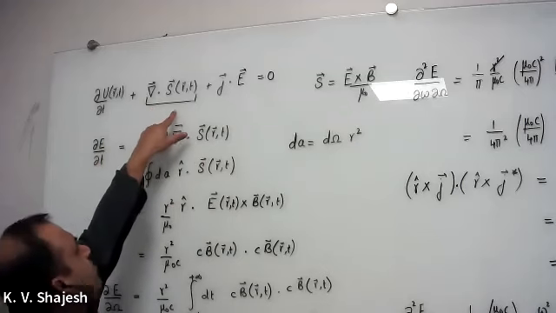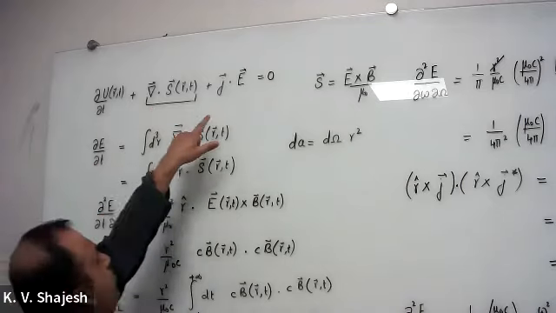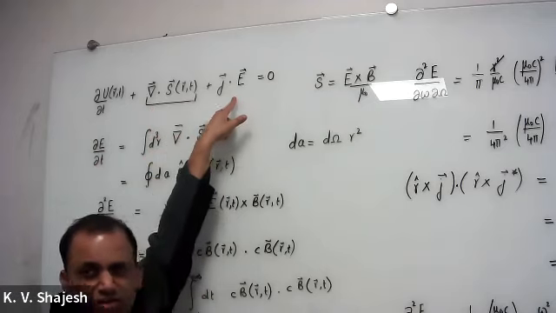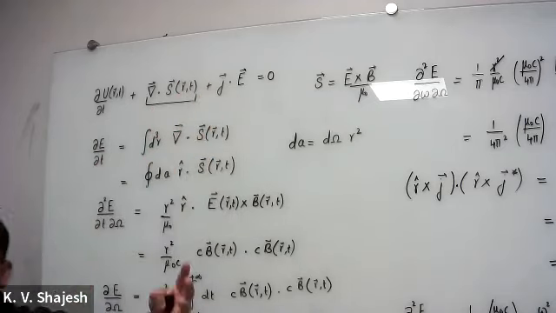And I'm interested only in this term because I'm interested only in the flux. I don't care about how much energy is used up, some of the energy might be used up in a charge, for example. I don't really mind that. I'm only interested in how much is crossing that surface. Is that clear?